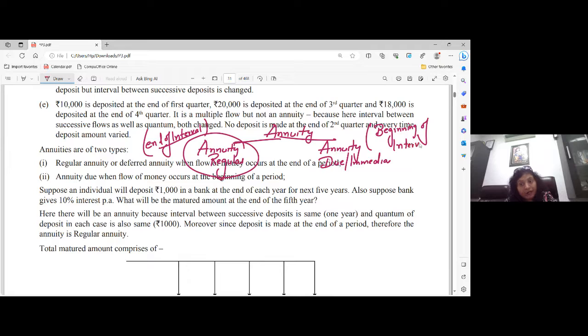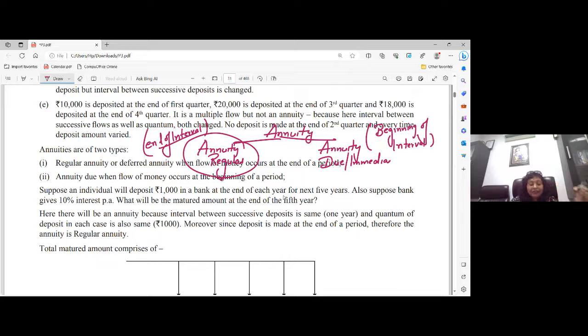So the only difference is the time period at which we are paying the annuity. If we are paying at the end of the time period, at the end of the interval, then this is called annuity regular. And if we are paying in the beginning of the interval, then this is called annuity due or immediate. Right?